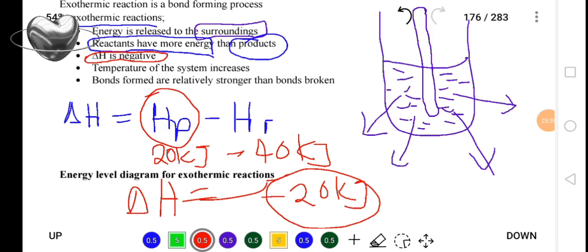We are also saying temperature of the reacting system increases. I was talking about this. Another characteristic is that bonds formed are relatively stronger than bonds broken. So the bonds that are going to be formed in the products will be greater than the bonds that were broken to form those products. That's the meaning. These are the characteristics of exothermic reactions and exothermic processes.